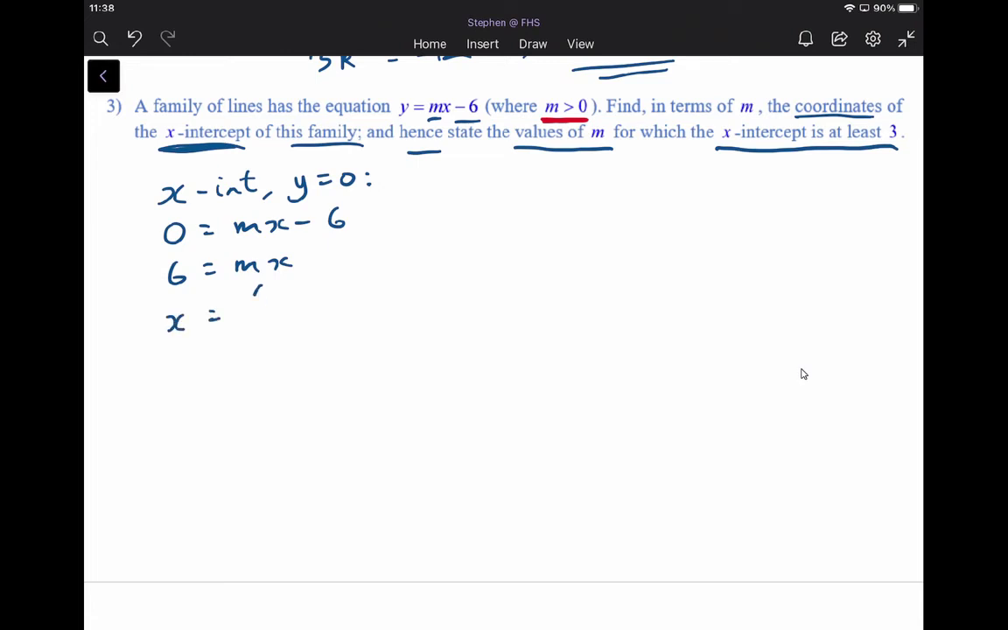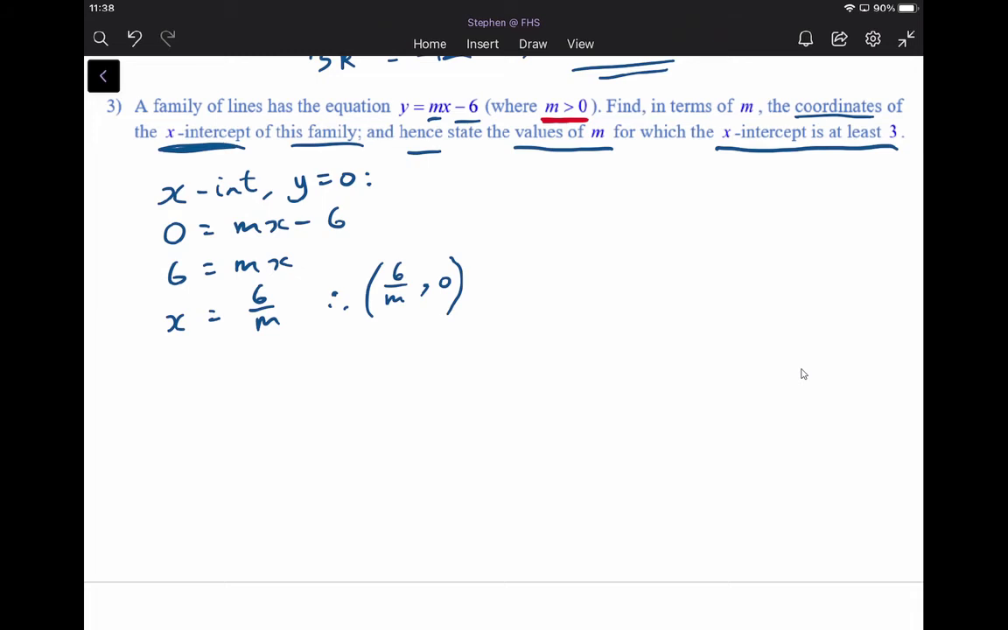So x would equal 6 over m. Therefore, what this means is the coordinates of the x-intercept, remember the question wants the coordinates, is going to be (6/m, 0). Okay, so remember that if it wants coordinates, you have to give coordinates.